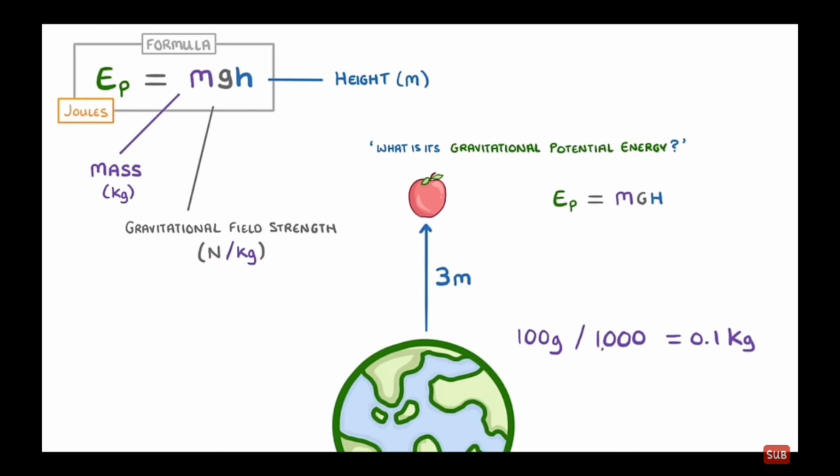Next, all we need to do is plug these values into the equation. So our calculation becomes 0.1 times 9.8, which is the gravitational field strength for Earth, times 3, which is our height. And this gives us 2.94 joules as our answer.